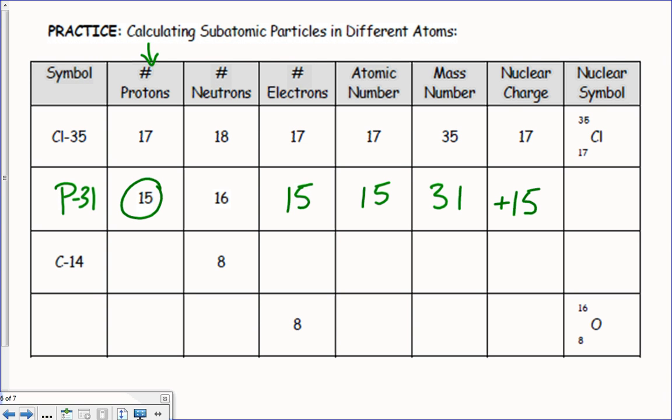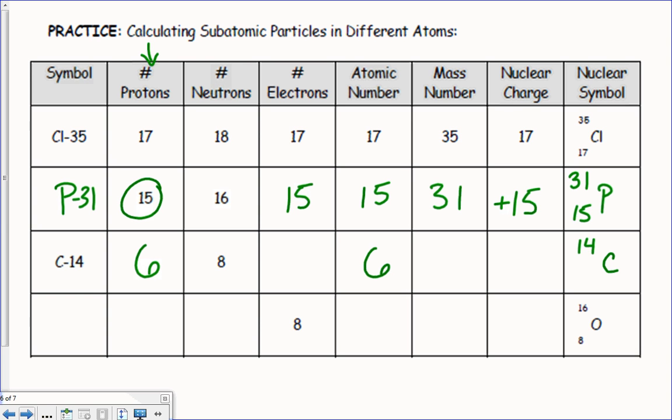The nuclear symbol that you would write would be something like this. P for phosphorus. On the top, you put the atomic mass, 31. And on the bottom, you put the atomic number, 15. Okay? So as you go through the rest of these, you can start to fill in pieces of information that you've been given. C14. So I know that's carbon, and it weighs 14. I know it's got 8 neutrons. If I look at my periodic table and find carbon, I can see it's got an atomic number of 6, which is the same as the protons.